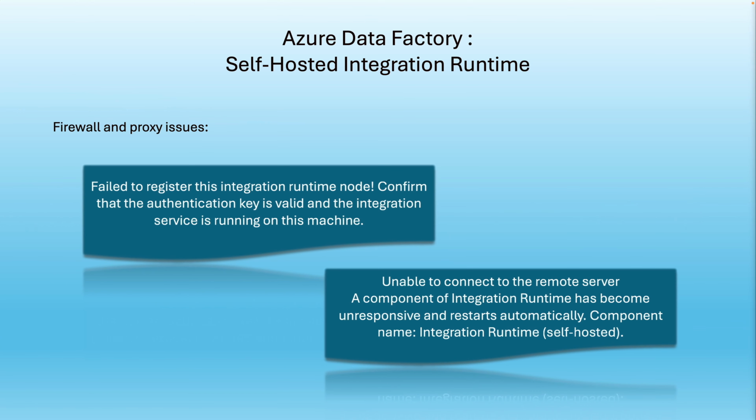Firewall and proxy issues. If you see error messages like shown on the screen, the likely reason is improper configuration of firewall or proxy server. Such configuration prevents the self-hosted integration runtime from connecting to Data Factory pipeline to authenticate itself.